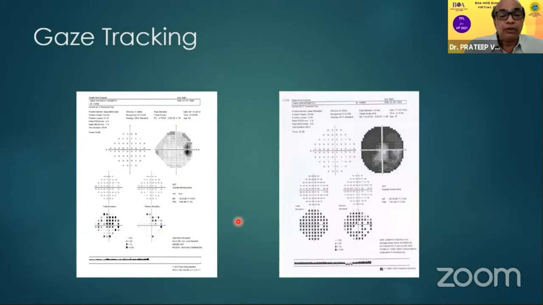Then to get some more information, you can look at the gaze tracking, at how attentive the patient was during the test. And if the gaze tracking is like this, then obviously the patient was not at all attentive, and your technician also was not very attentive, and the patient was continuously moving the eye. While if you get a very symmetrical pattern of the gaze tracking, that means the patient has performed the test well.